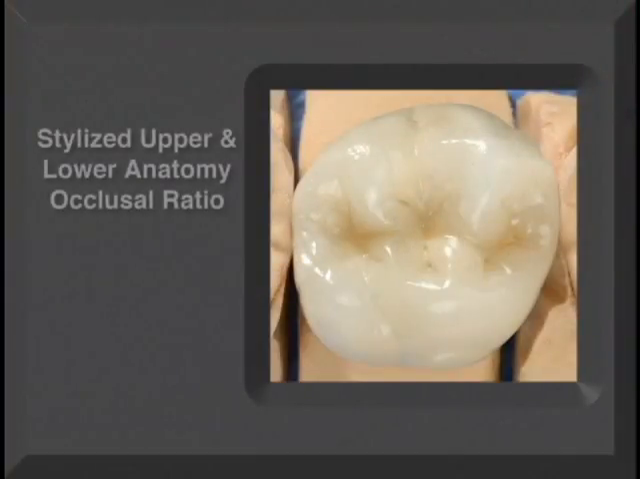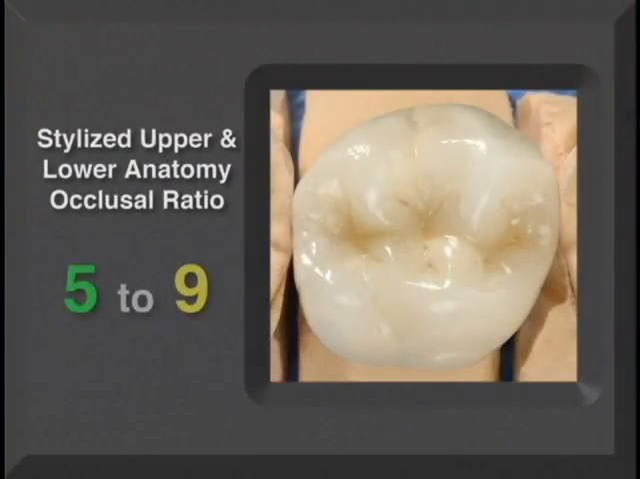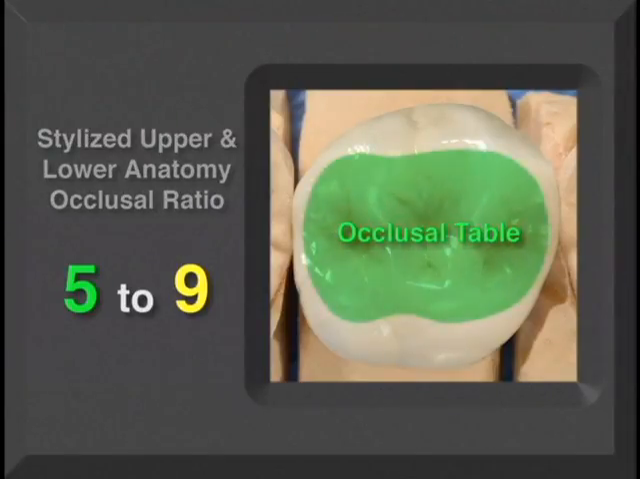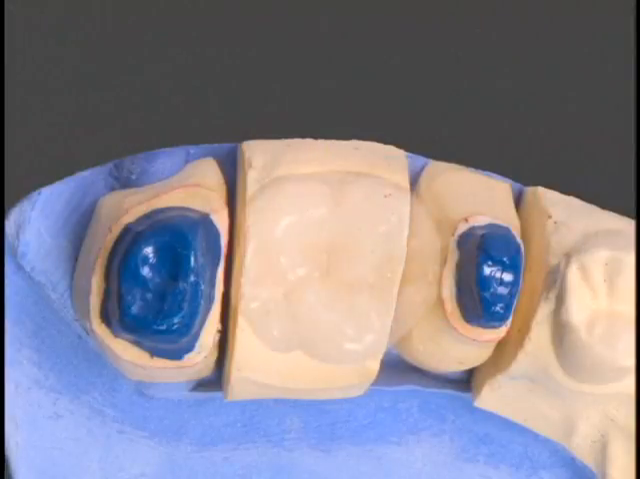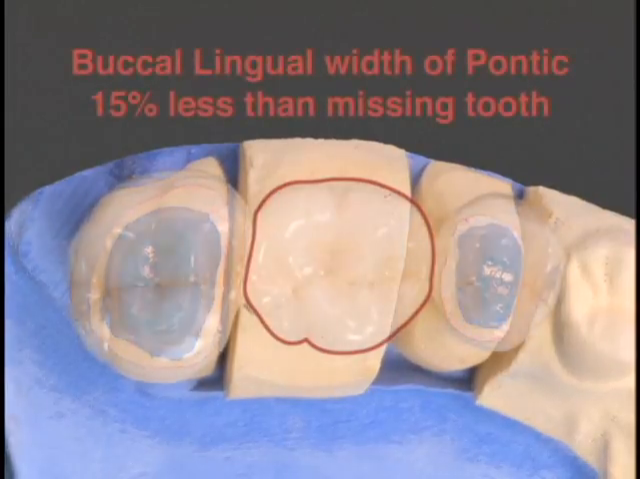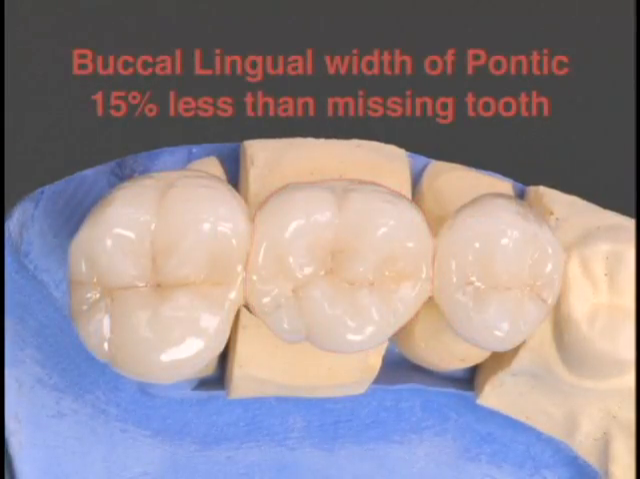Therefore, as part of my stylized anatomy, we make the occlusal ratio 5 to 9 on both uppers and lowers, which means that the occlusal table will be a little more than half the size of the tooth's buccal lingual height of contour. This is true for pontics as well, although with pontics, the buccal lingual width should be about 15% smaller than the original tooth form. By using a 5 to 9 occlusal ratio for all restorations, the added stability will help our patients keep their teeth for a long period of time.